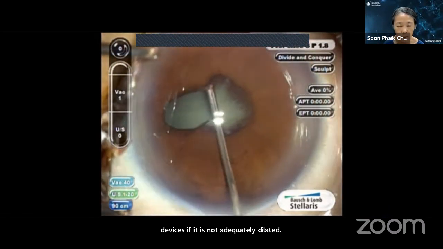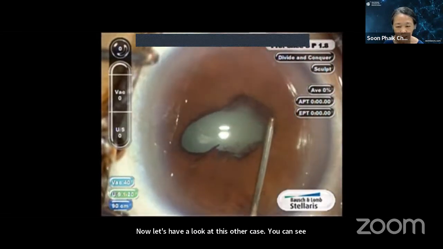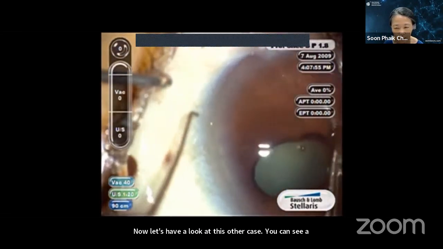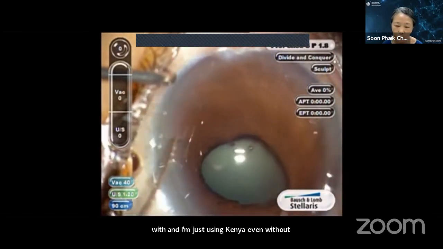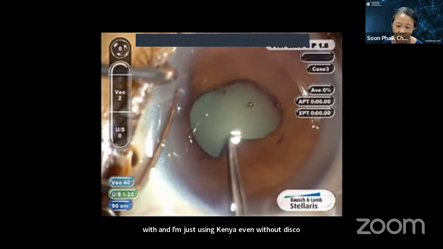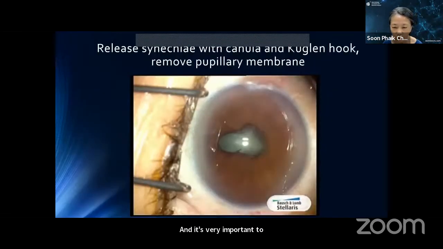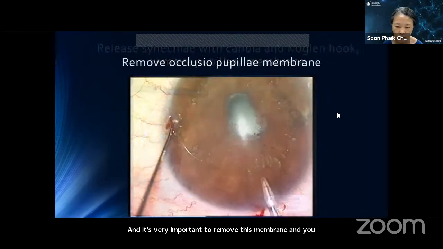Now let's have a look at this other case here. You can see a pupillary membrane with synechiae, and I'm just using a cannula even without viscoelastic, and a Coughlin hook, which is a very useful push and pull instrument. And it's very important to remove this membrane, and you saw that after that, it was really quite widely dilated.